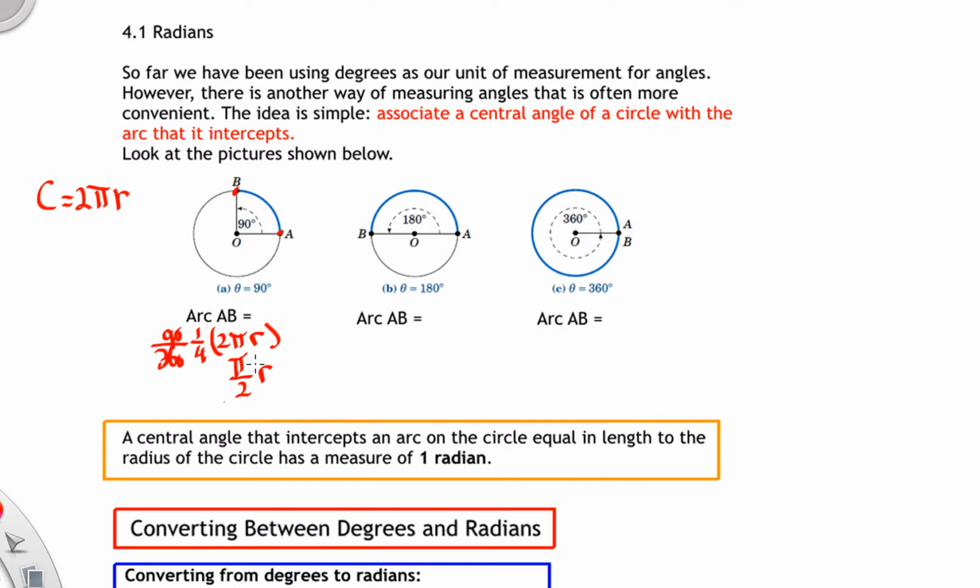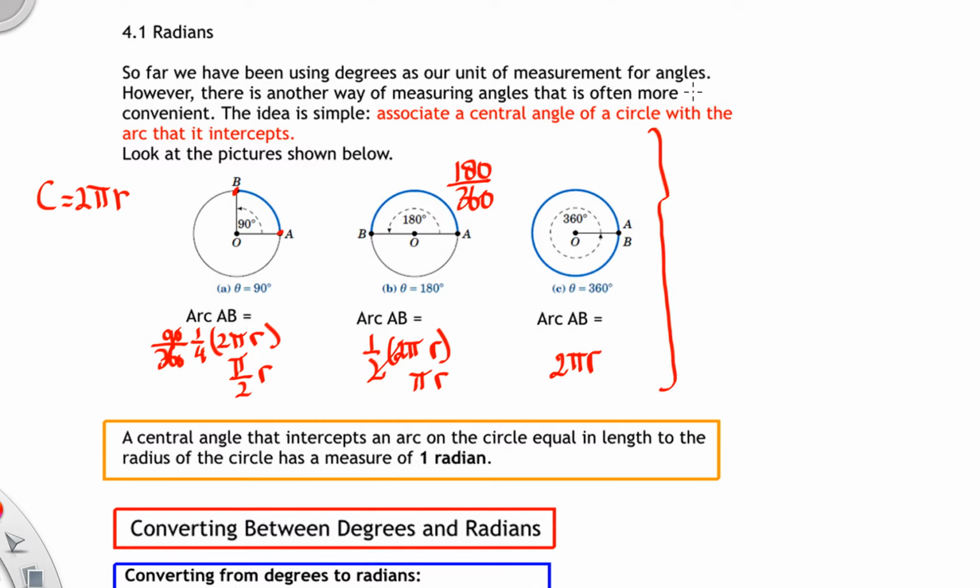If I do this with an angle of 180 degrees, 180 is exactly half, right? So I would take half of a full circumference. Well, that would then be pi times r. And here it's all of the circumference, so it would be 2 pi times r. So here is your connection.